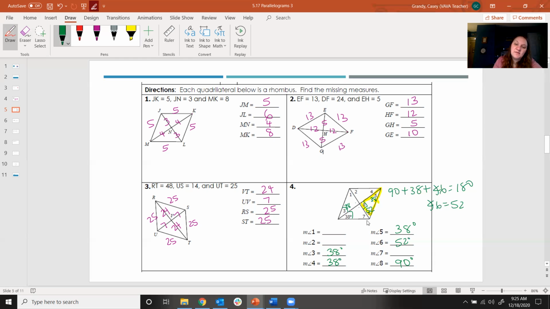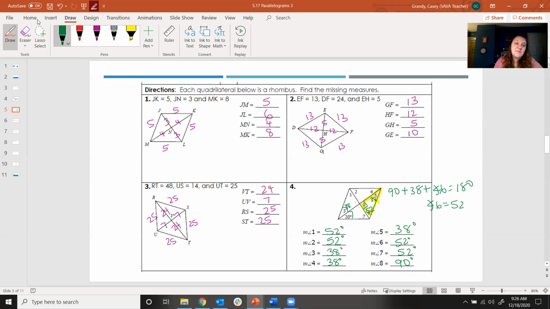Well, if the diagonals bisect opposite angles, that means angle 7 has to be the same size as angle 6. So that's also 52 degrees. And I know that alternate interior angles are also congruent. So angle 6 and angle 1 have to be congruent. So angle 1 is 52 degrees. And then this angle is being bisected. So that means angle 1 and angle 2 have to be congruent. So angle 2 is also 52 degrees.